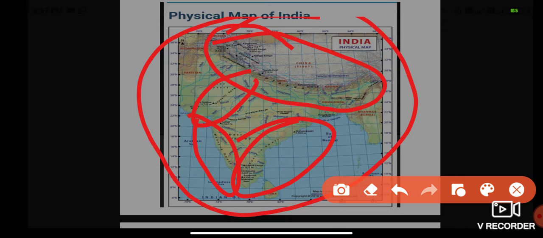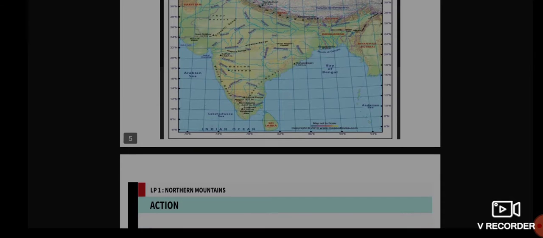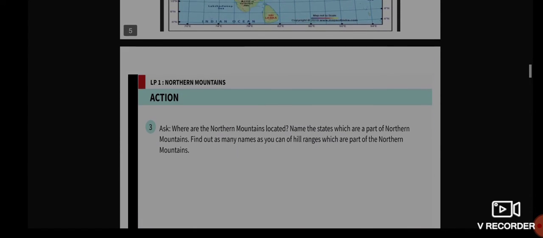In order to see more clearly, you can even look at your textbook or any other materials where you'll find the physical map. I hope you are now done observing the given picture. Let us move to the next one.